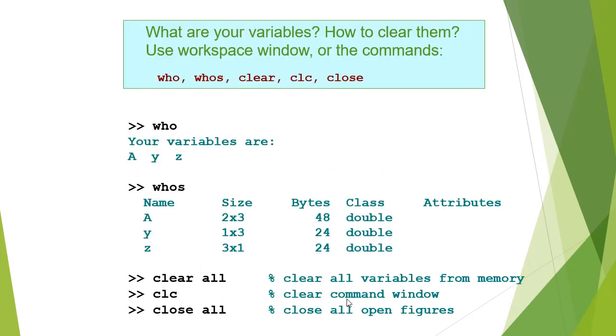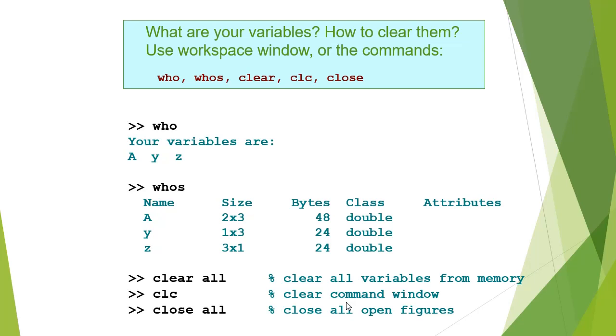Okay, so you try out those examples in your own time. So what are your variables? How to clear them, and use the workspace window or the commands. You can know what your variables are using the who command. The who command will give you the variables that you have, and then the whos will tell you the details about your variables: their name, size, byte, class, and then their attributes. Then clear all will clear all your variables from memory.